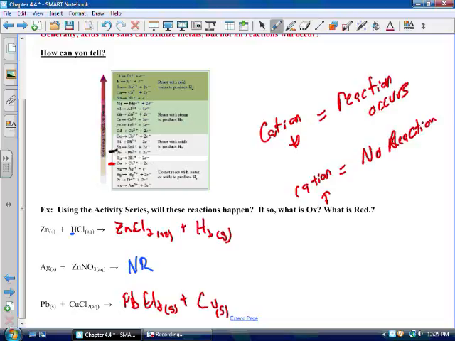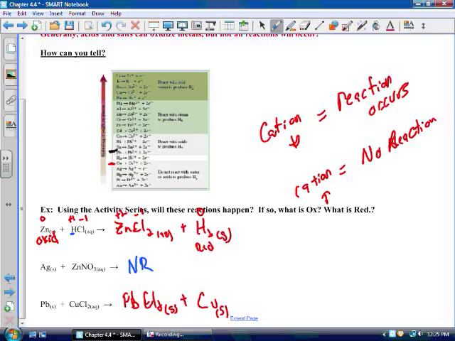In our first example, zinc was 0 on this side, hydrogen was +1, chlorine was -1. In the product side, hydrogen is now 0, zinc is +2, and chlorine is still -1 each. It's -2 total, but each one is still -1. So chlorine has neither been oxidized nor reduced because it has the same oxidation number before and after. Zinc went from 0 to +2. So in order to become more positive, you have to have lost electrons, so zinc was oxidized. And hydrogen went from +1 to 0, so hydrogen was reduced.